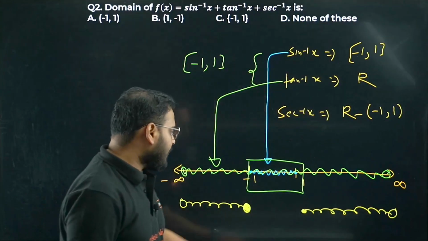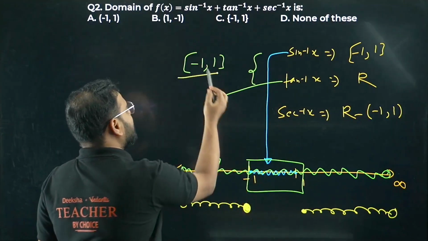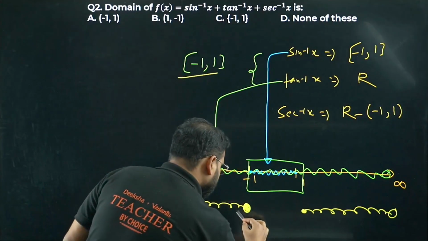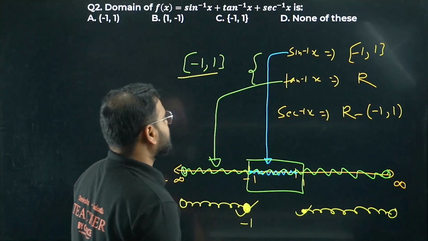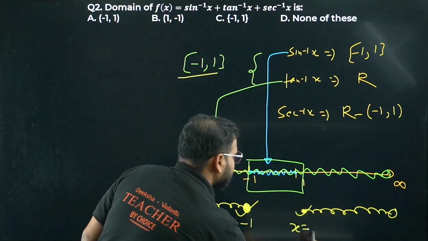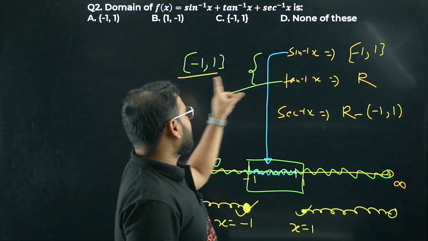Now if you combine this with this, this is the result. From here, where I'm getting minus 1 to 1 with this, I'm getting only two answers. One is this minus 1, other is this plus 1. So x equals minus 1 is part of the domain, and x equals 1 is part of the domain. So I have only two values. Combination of these two, this is the answer.